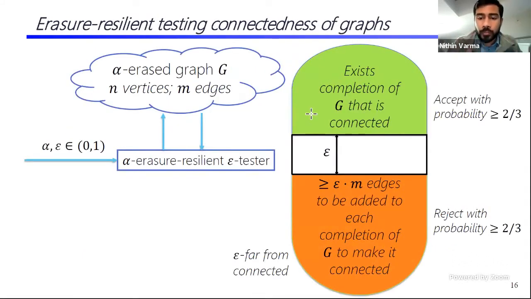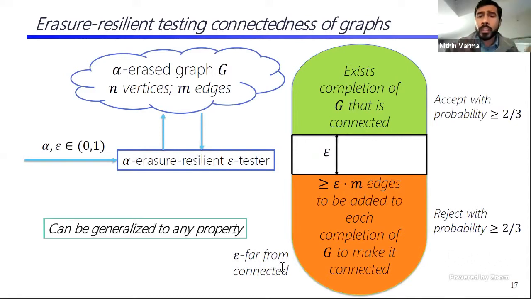This is the schema of the problem of erasure-resilient testing of connectedness. There is an algorithm called the tester that receives two parameters, alpha and epsilon. It has oracle access to an alpha erased graph. The requirement is that the algorithm has to accept with probability at least 2/3 if there exists a completion of this graph that is connected. It has to reject with probability at least 2/3 if for every completion you need to add at least epsilon m edges to make it connected. In this case, we say the graph is epsilon far from connected. Now, this is a meta definition, and this can be generalized to other properties also.